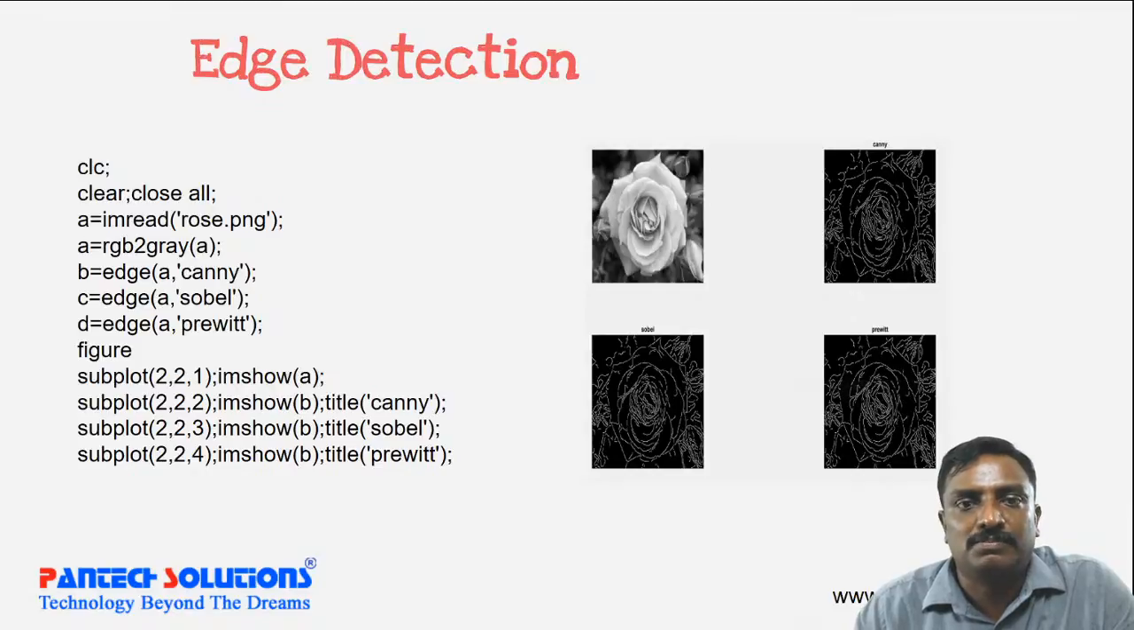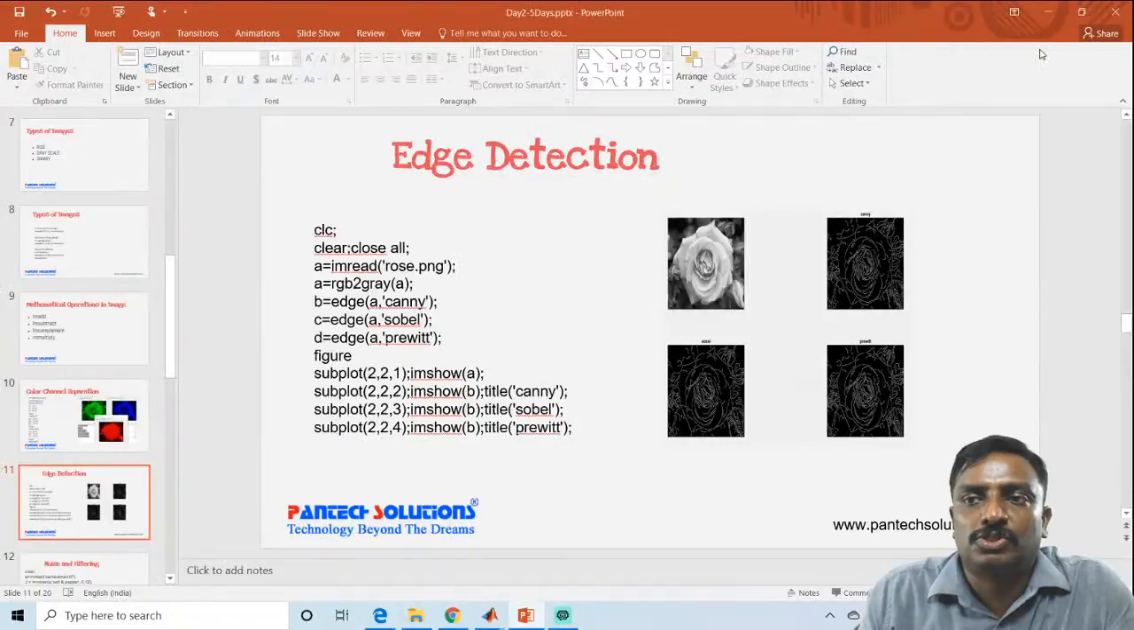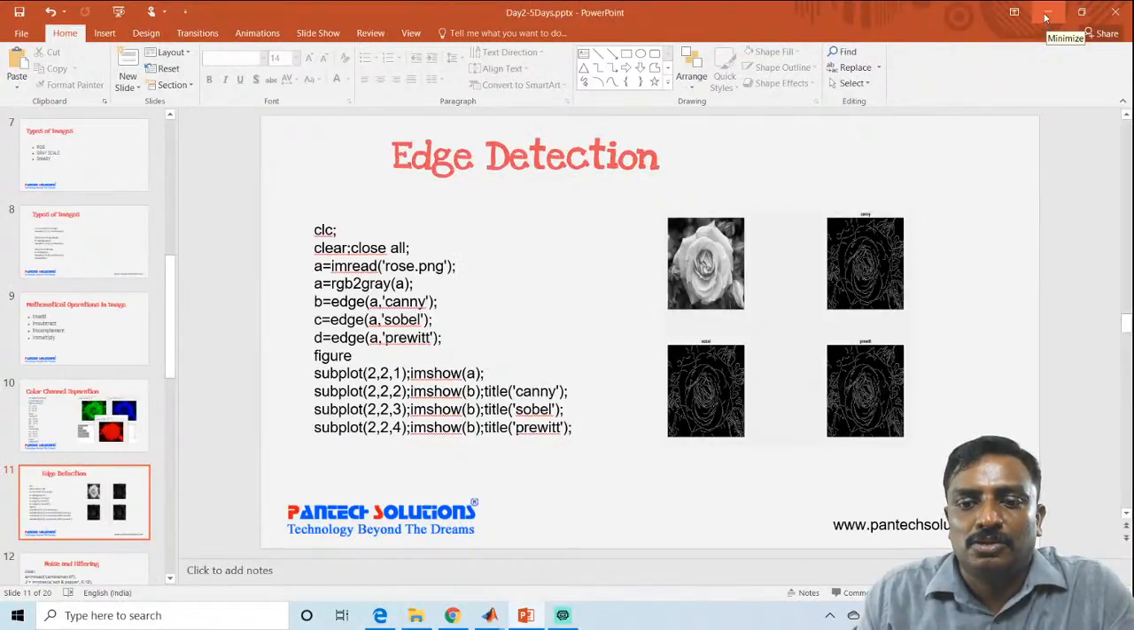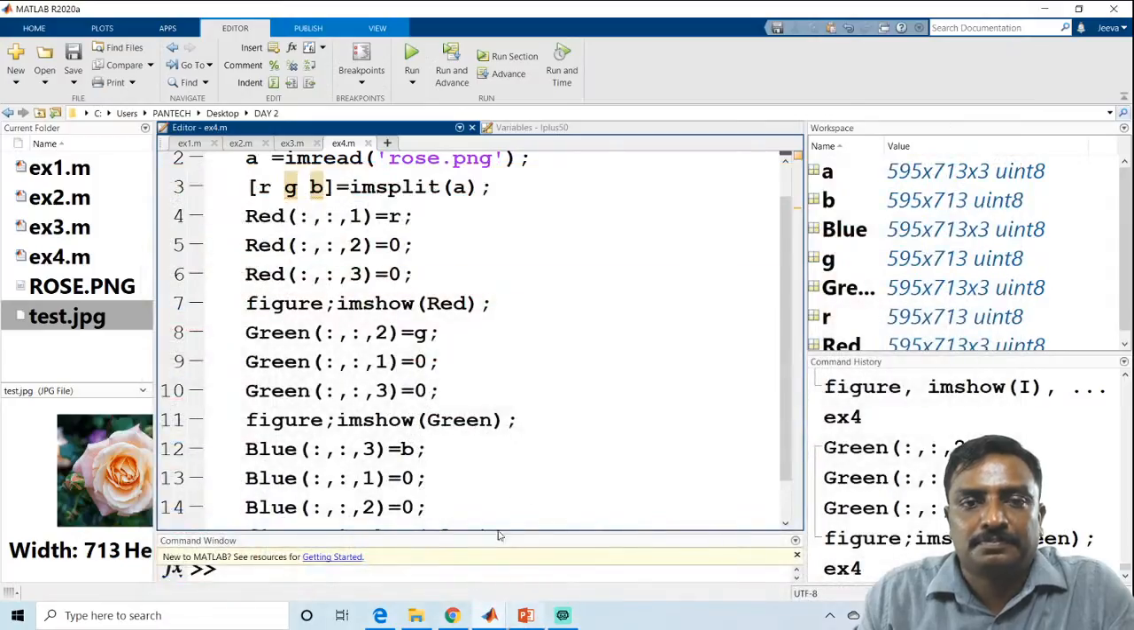There are a lot of algorithms: Canny edge detection, Sobel edge detection, and Prewitt edge detection. MATLAB supports around 4 to 5 algorithms for edge detection. You could use the help command to see which methods are supported by MATLAB, and display the edge. Edge detection is used to visually get features on the image. So I'm going to MATLAB now.